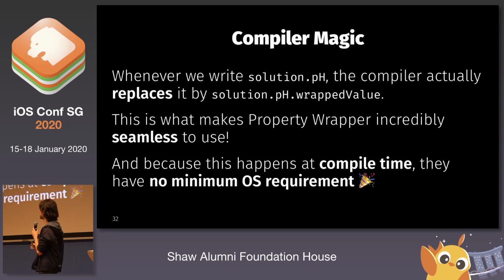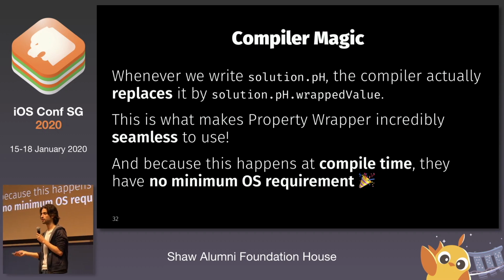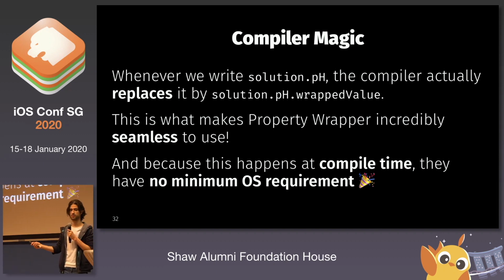So basically what you need to understand is that when you use a property wrapper, whenever in your code you write solution.ph, actually the compiler is going to replace it by solution.ph.wrappedValue. And this is what makes property wrappers so seamless to use. It's just like accessing a computed variable, but the compiler is going to make the actual call for us. And the cool consequence of it is that since this is all happening at compile time, property wrappers have no minimum OS requirement. As long as your compiler supports them, you can use them on any version of iOS, which is pretty cool, because it means you can use them in your code right now.